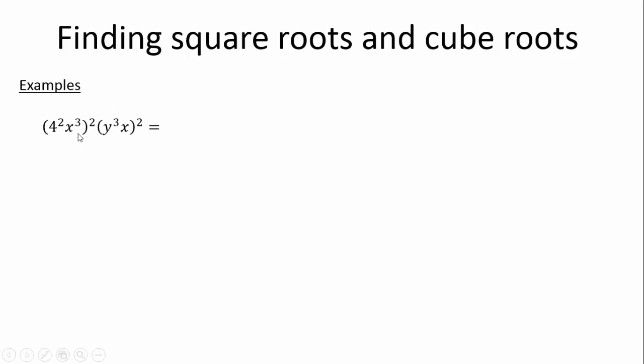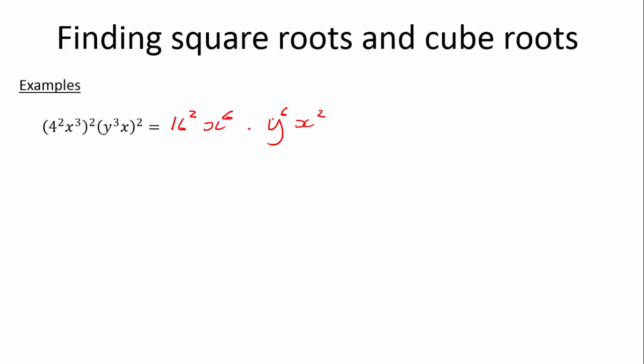4 squared x cubed, all to the power of 2, times y cubed x, all to the power of 2. So this is now 4 squared to the power of 2. So we're going to multiply that out. We're going to say that's 16 squared times x to the 3 times 2, which is 6. This is all times y cubed to the 2. That's 3 times 2 is 6. And then x, that's a 1 times a 2 is x squared.